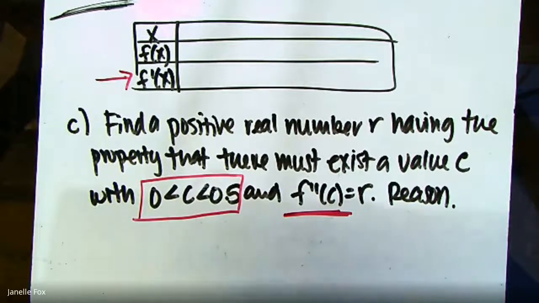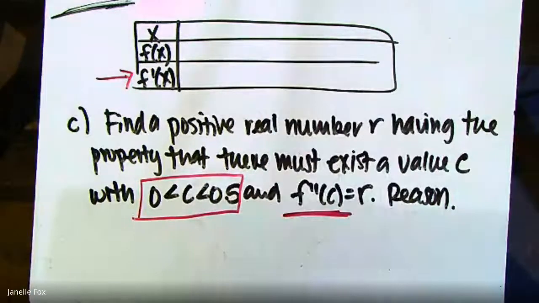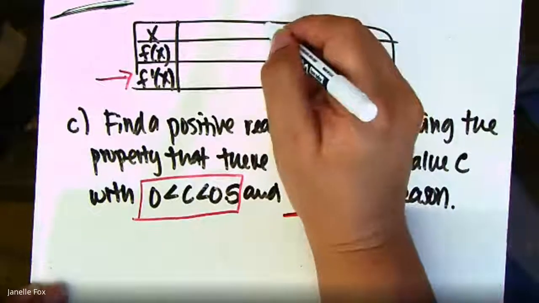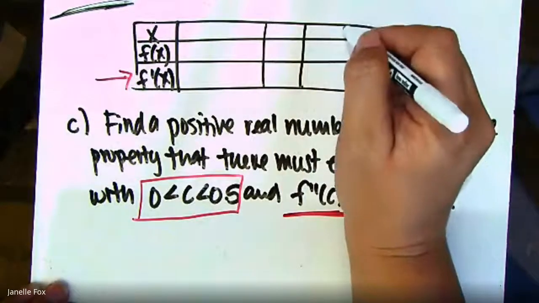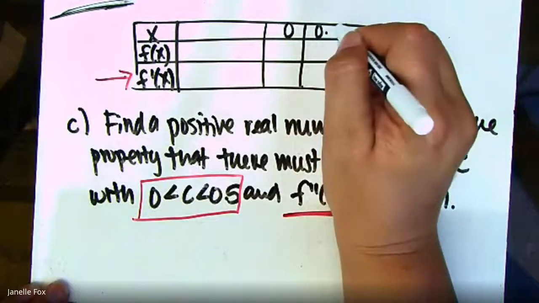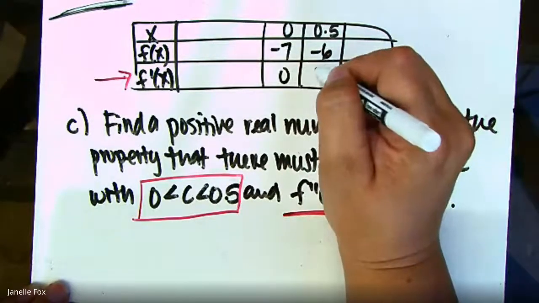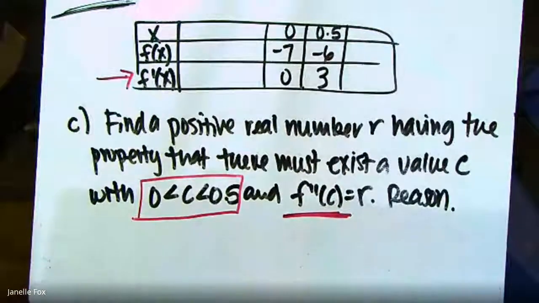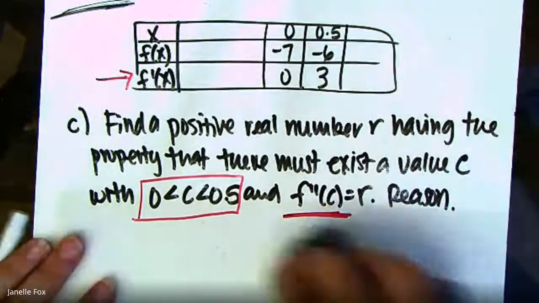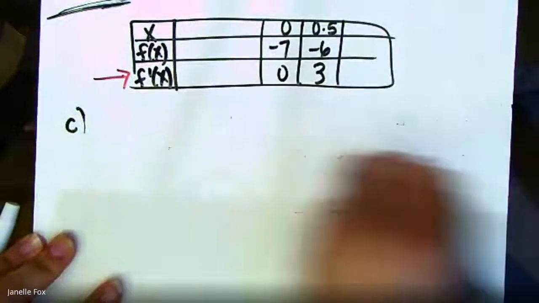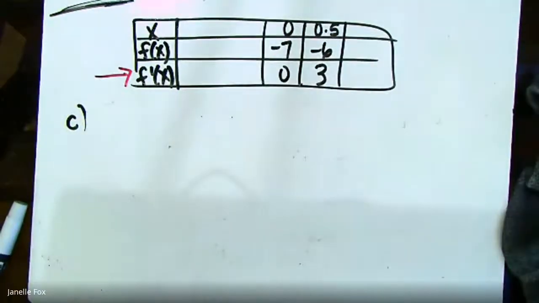And then there are some values in the table that are of interest to us. There were different values in the table, but these are: at 0 and 0.5, the values are -7, 0, -6, and 3. So I'm going to use those values. With that being the question, because it said something about f double prime of c, I knew it was a mean value theorem.